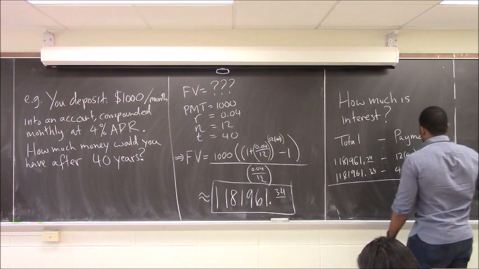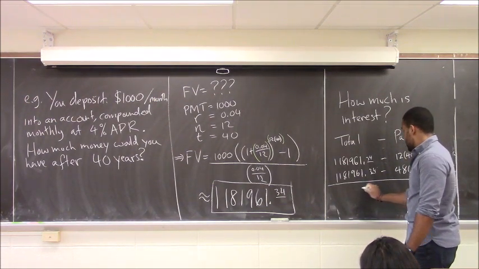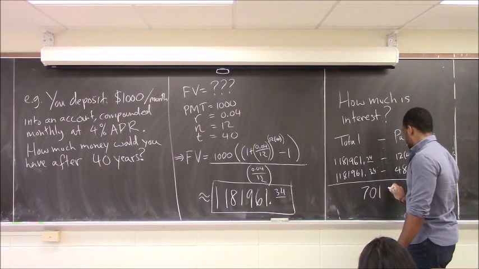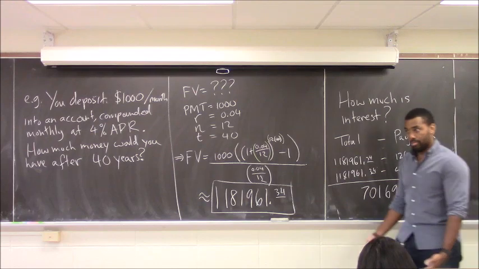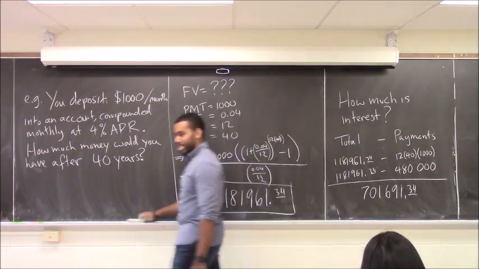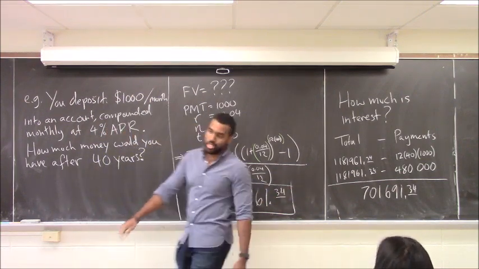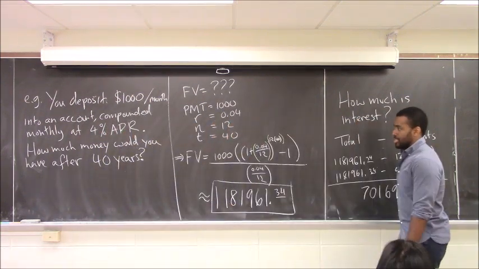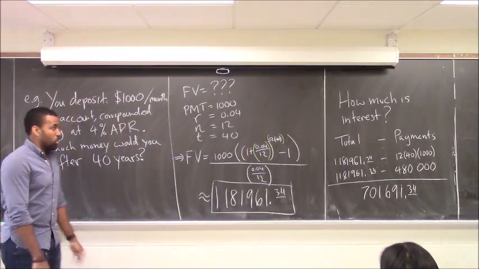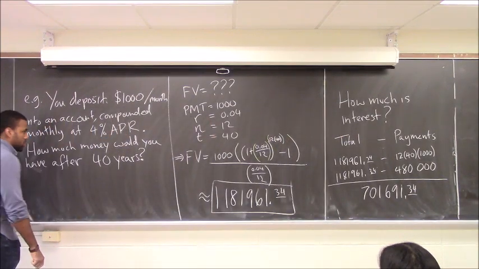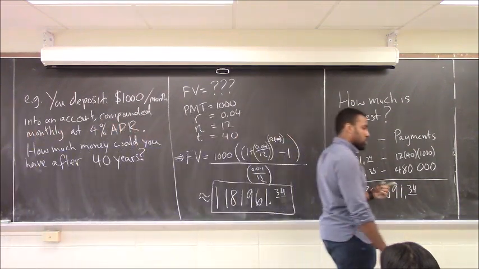So how much of the heavy lifting did the market itself do? Yeah. $701,691.34. The market outpaced you. You literally got more than the money you saved just in interest. And so this is why Einstein said one of the wonders of the world is compound interest. It's totally amazing how it works out when you're being hit with interest compounded.